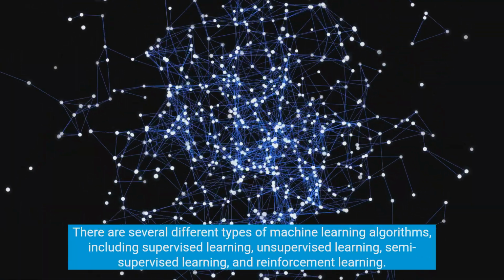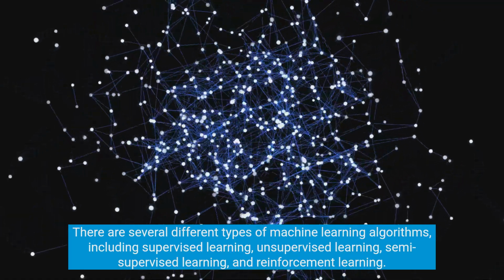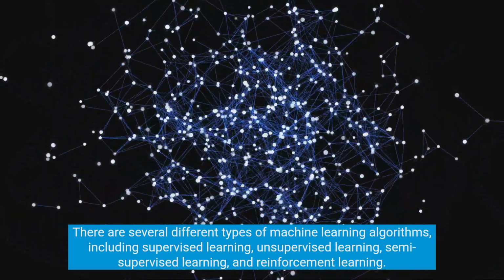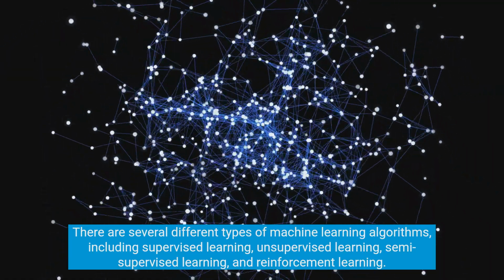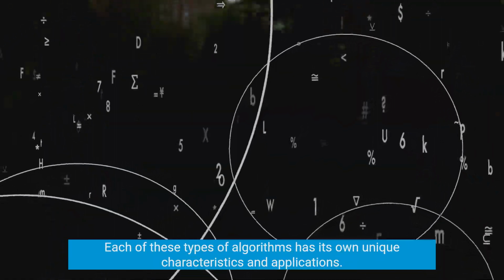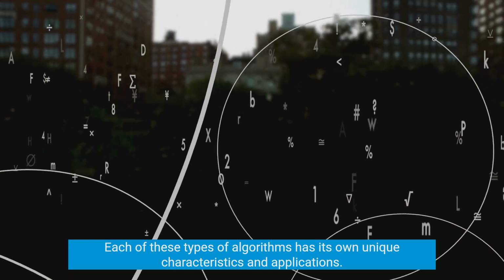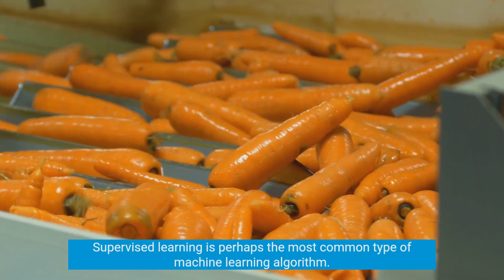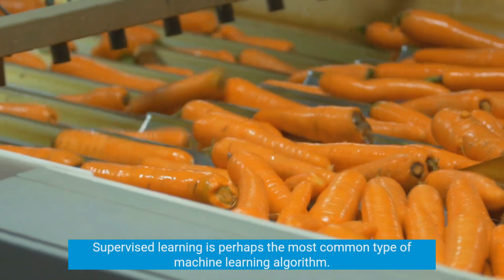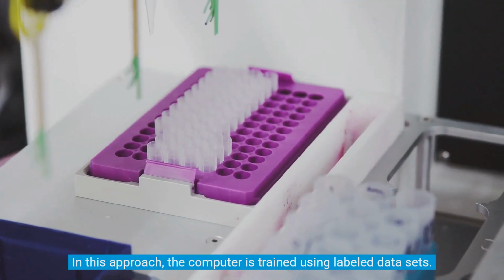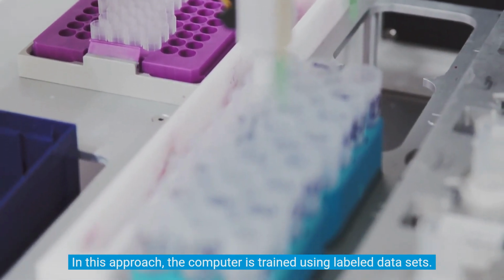There are several different types of machine learning algorithms, including supervised learning, unsupervised learning, semi-supervised learning, and reinforcement learning. Each of these types of algorithms has its own unique characteristics and applications. Supervised learning is perhaps the most common type of machine learning algorithm. In this approach, the computer is trained using labeled data sets.